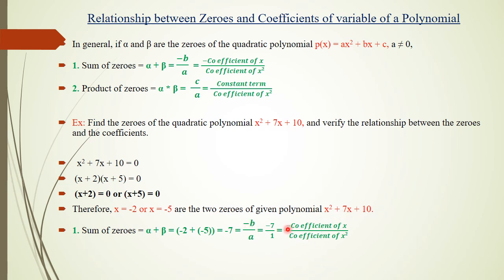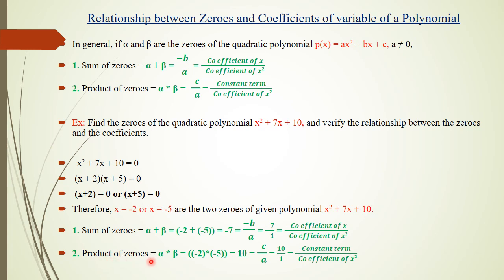You can see here minus coefficient of x is 7, that is 7 I have written here, and coefficient of x square is 1 here. So you can see sum of zeros is minus 7, and here also minus 7 by 1 is nothing but minus 7. Thus I have verified this first relation.